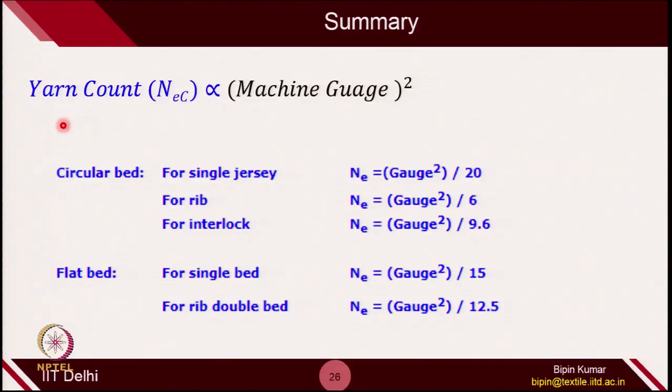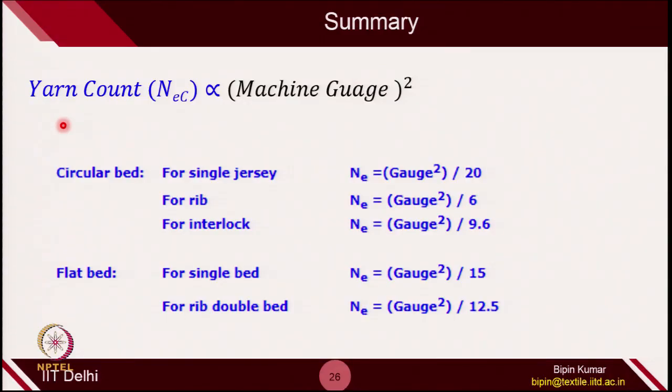Welcome participants. Now we are moving to lecture number 2 in the knitting calculation category. So today the topic is the fabric production in circular knitting machines. Just a quick recap of what we have covered in the last lecture.